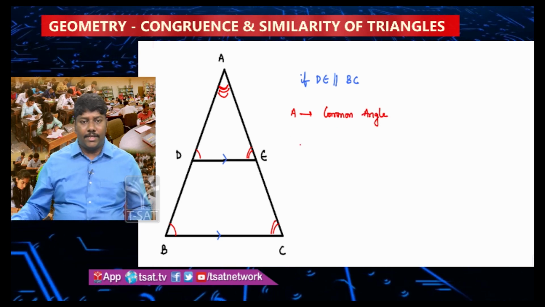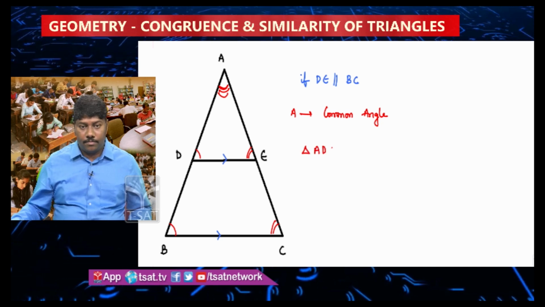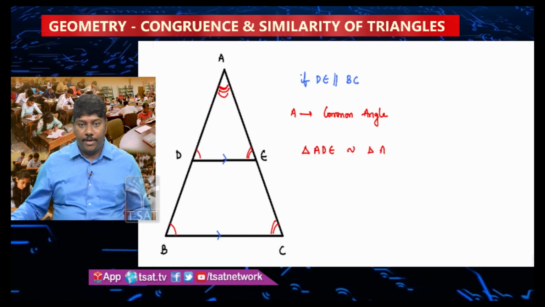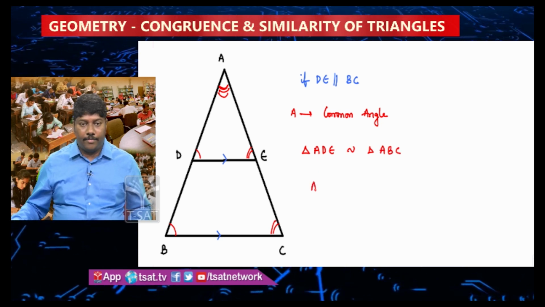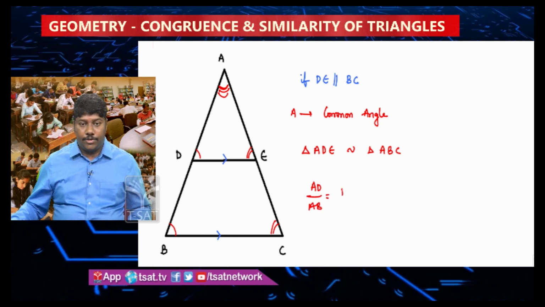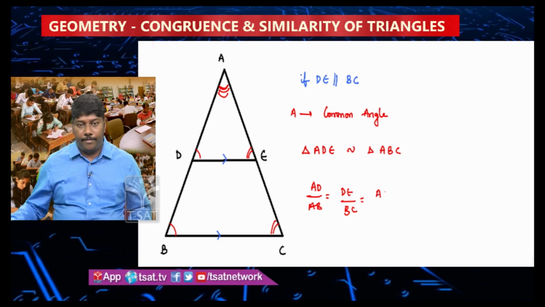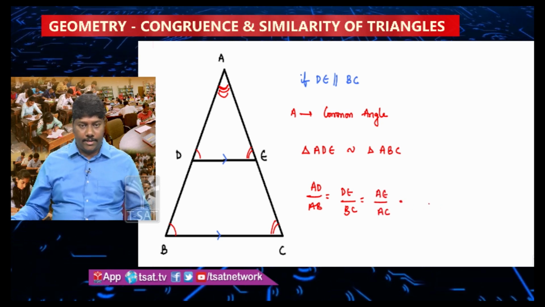Here, what are the triangles that I am referring to? Triangle ADE is similar to triangle ABC. Therefore, their ratios are again the same. AD by AB is equal to DE by BC. It goes on the same way. AE by AC is equal to their heights and their areas and so on like that.